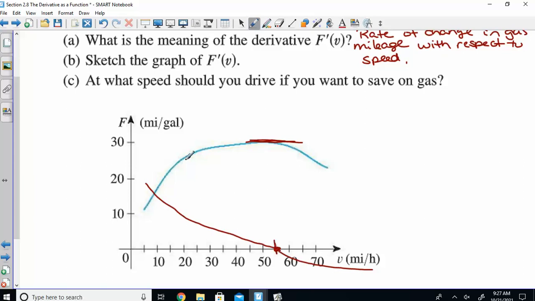So basically what that's telling me is up until I hit 55 miles per hour, the faster I go, the better fuel economy we're getting. But after you hit 55, going faster is actually decreasing your fuel economy. All right, so part C, at what speed should you drive if you want to save on gas? 55 miles per hour. That is our optimal speed.